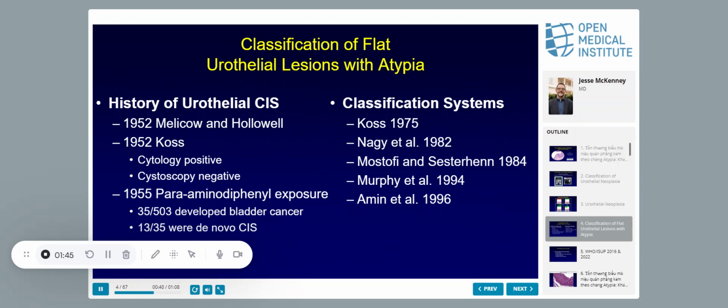Now the classification, the problem was that until 1996, basically every hospital had their own classification system. So you couldn't compare between hospitals. And my mentor, Mahul Amin, came up with the classification in 96, which basically became the 1998, which was then the 2004, then the 2016, and it's still the 2022. So that's what I'll be kind of teaching you today.